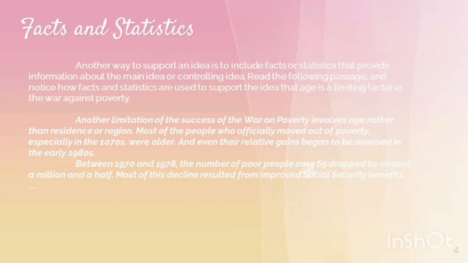Another limitation of the success of the war on poverty involves age rather than residence or region. Most of the people who officially moved out of poverty, especially in the 1970s, were older, and even their gains began to be reversed in the early 1980s. Between 1970 and 1978, the number of poor people over 65 dropped by almost 1.5 million. Most of this decline resulted from improved social security benefits.